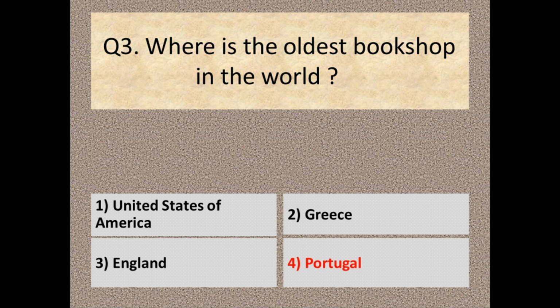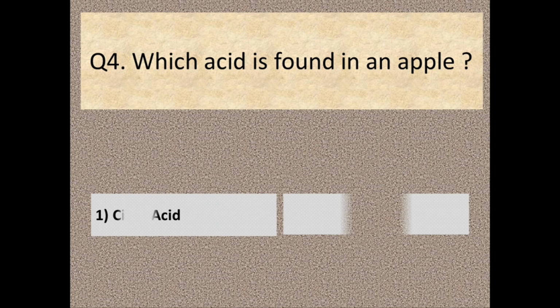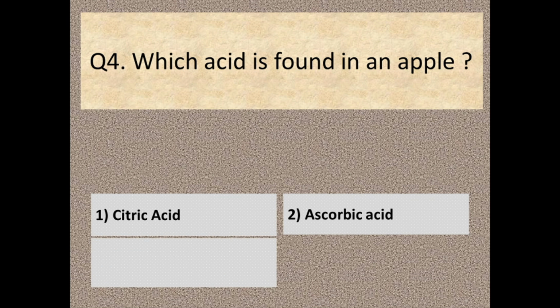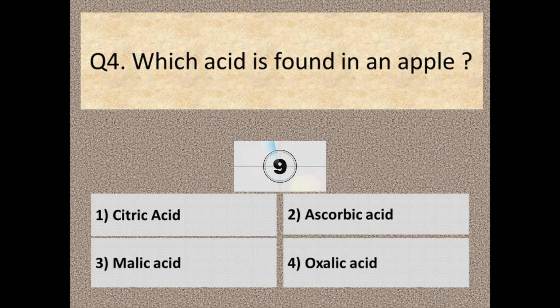Next question. Question 4. Which acid is found in an apple? Here are your options. Option 1, citric acid. Option 2, ascorbic acid. Option 3, malic acid. Or, option 4, oxalic acid. The correct answer is, option 3, malic acid.